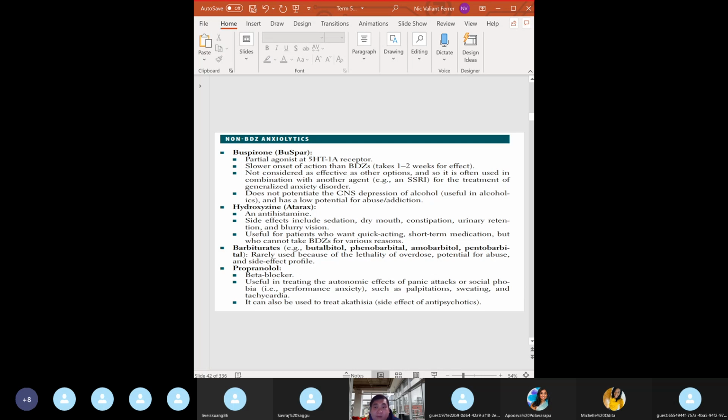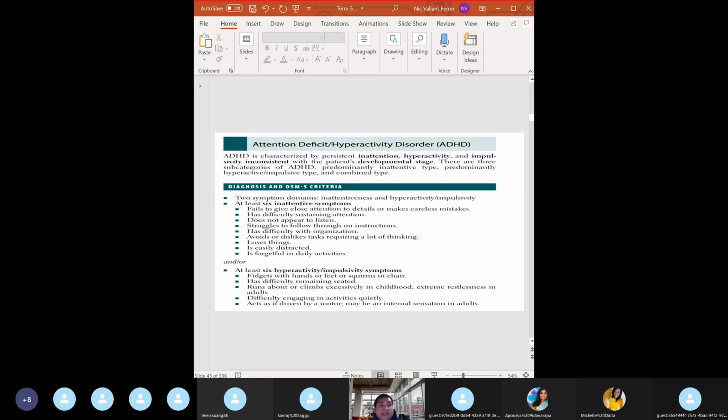Barbiturates, rarely used now, right, because of the lethality of overdose. One of the most beautiful women in the world, Marilyn Monroe, died because of overdose of barbiturates and alcohol. Propranolol, a beta blocker, useful in treating the autonomic effects of your panic attacks. It can also be used to treat akathisia, which is a side effect of antipsychotics. Please know those: buspirone, hydroxyzine, barbiturates, propranolol. They are high yield. Now, let's go to psychostimulants.